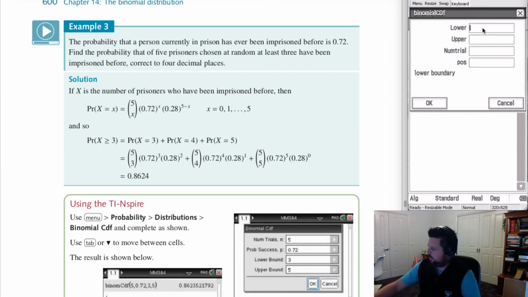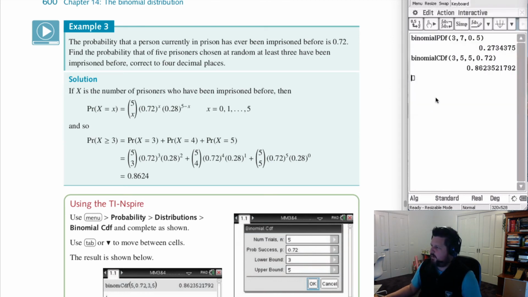So the lower boundary is 3. The upper is 5. Again, the number of trials, we're looking at 5 trials here. N was 5. And putting in the probability of success, in this case it was 0.72. When we click this and run it, the good news is the calculator will do that for us.